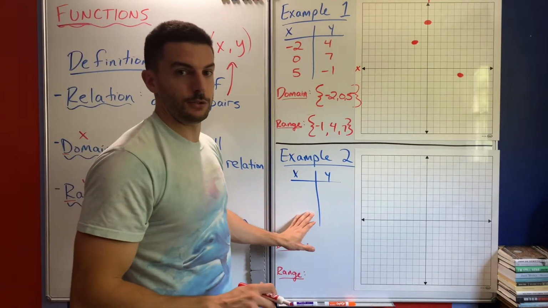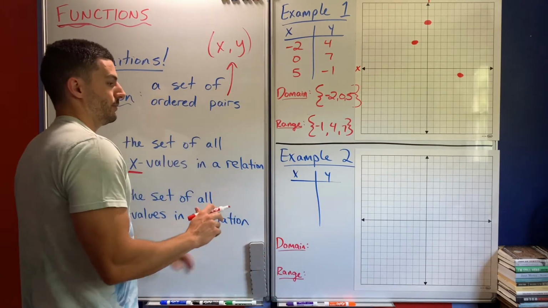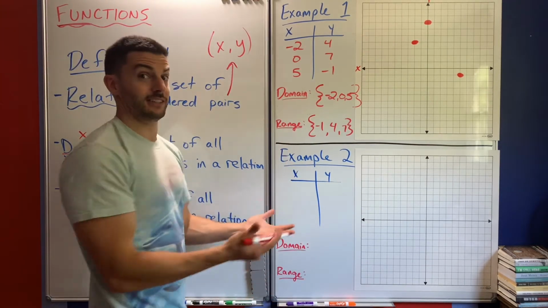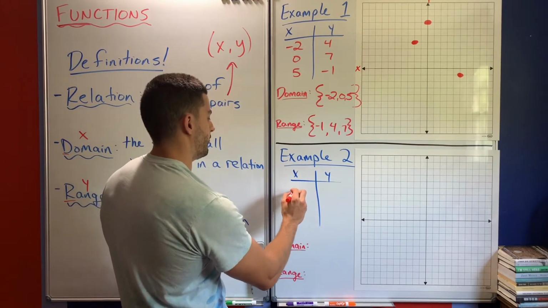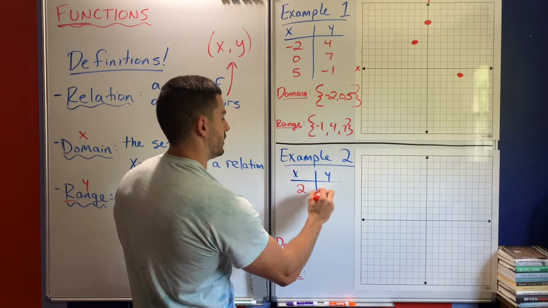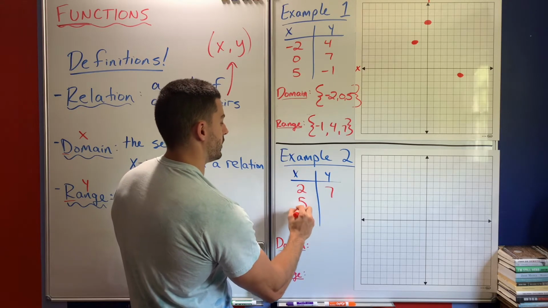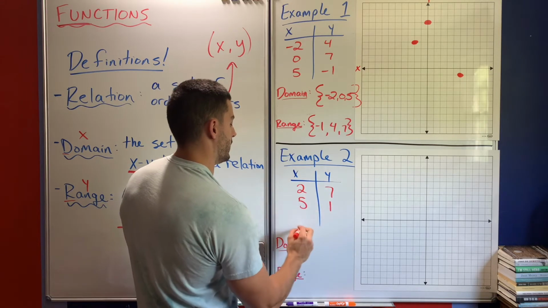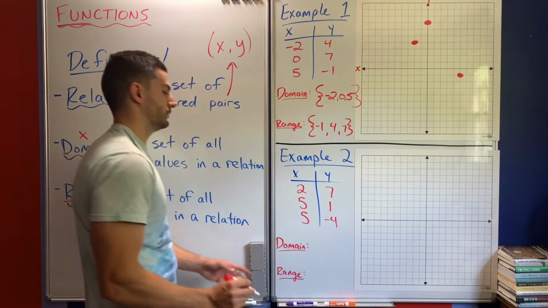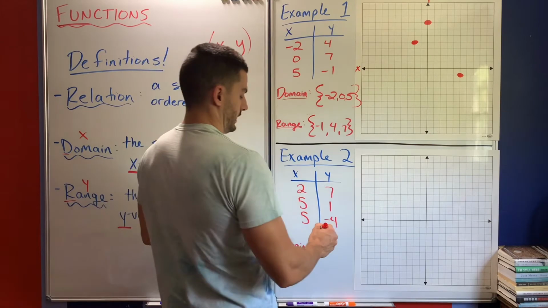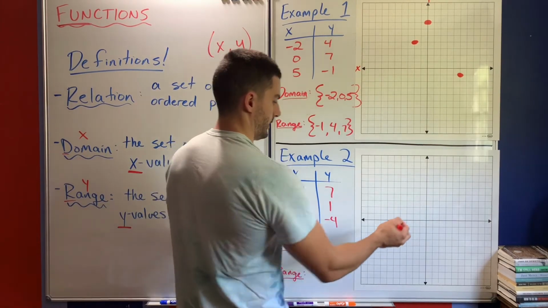Let's jump into example two. I'm going to do a similar one, and there's going to be a reason for this. You might be saying, I don't need to see another one of those, but there is going to be a reason. So if I have (2, 7), (5, 1), and (5, -4), then I'll graph those, and then I'll do the domain and range.